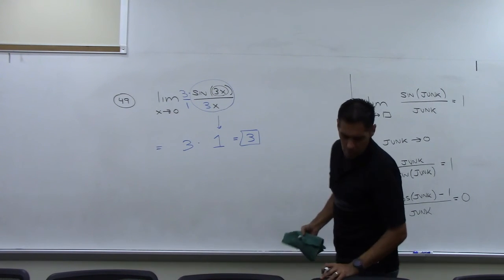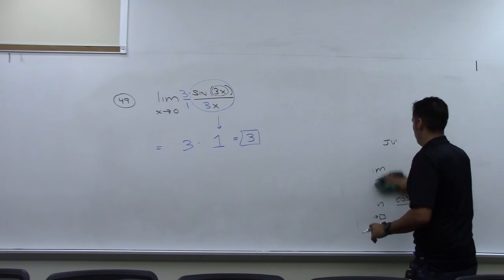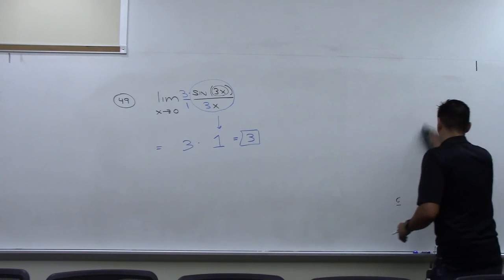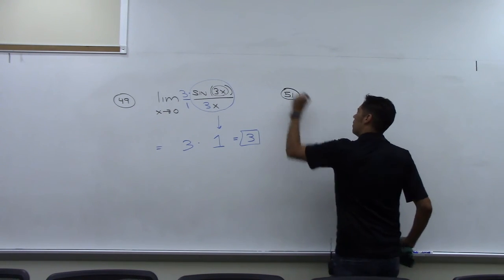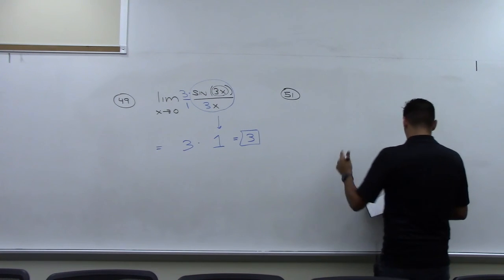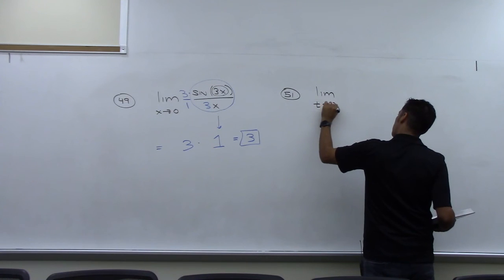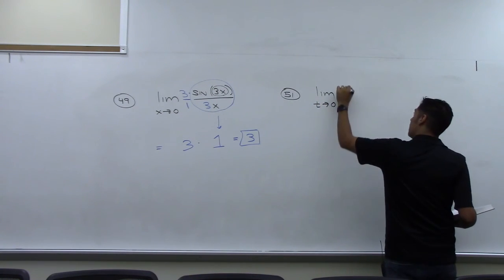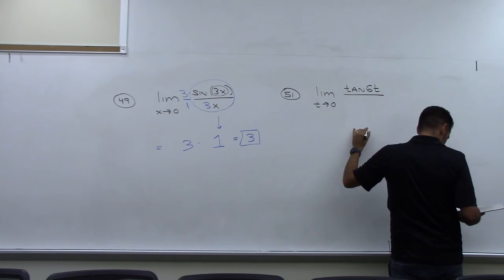Let me do 51, and you can do 50 on your own, but you should look at me do 51 before you do 50. The limit as t goes to 0 of tangent 6t over sine 2t.